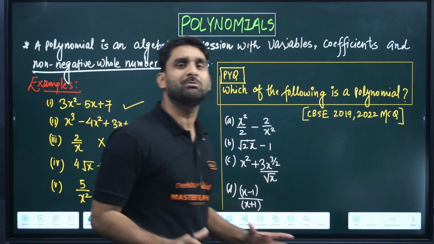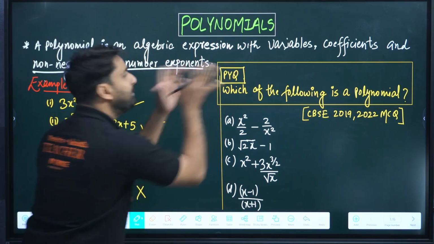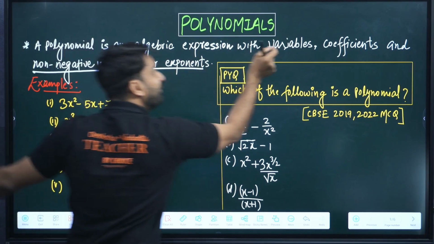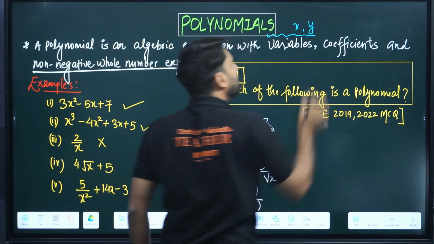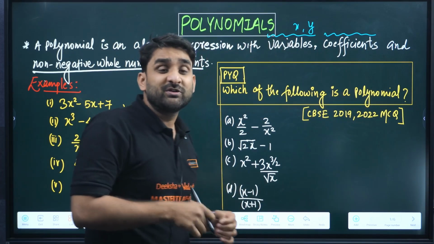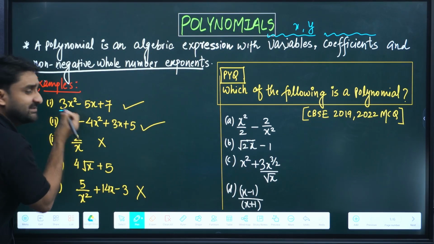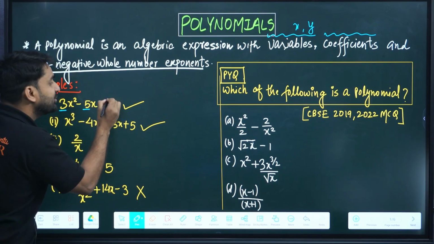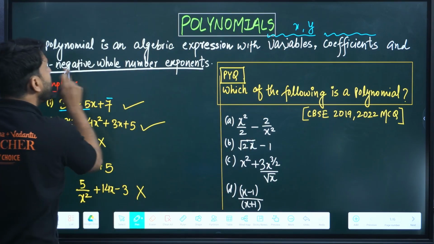So in just 8 to 10 minutes I'll be covering complete polynomials. Watch this magical session. What are polynomials, my dear? A polynomial is basically an algebraic expression with variables. What is a variable? A variable is something like x and y, whose values vary, and a coefficient is a number attached to a variable. Here, 3 is the coefficient of x square, because x is the variable. 5 is the coefficient of x, but here there is no variable, so this is called a pure constant, right, my dear? Variables, coefficients and non-negative whole number powers.